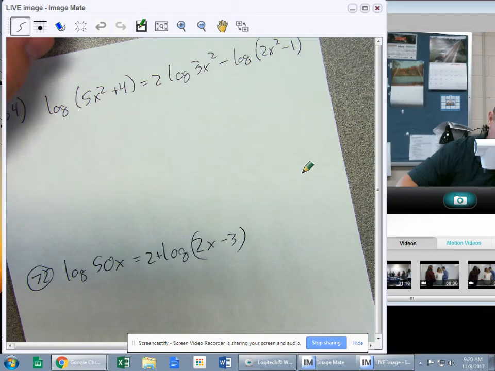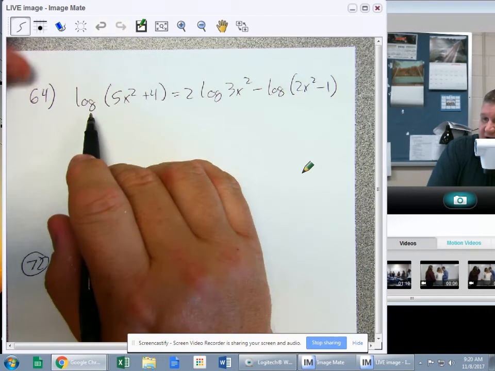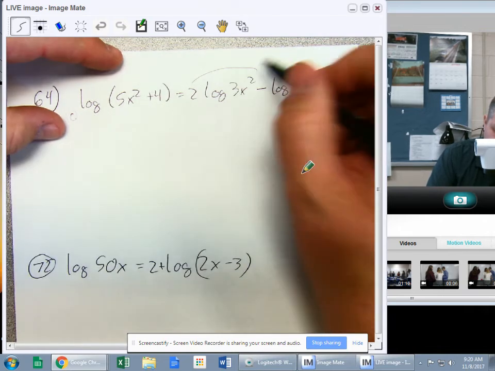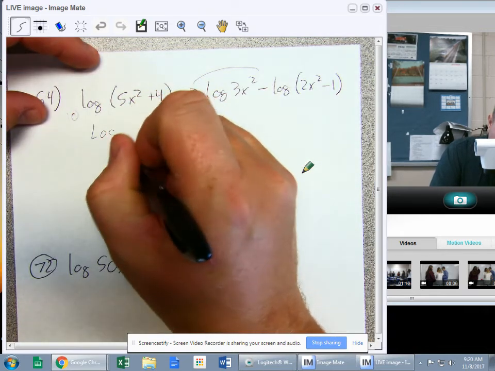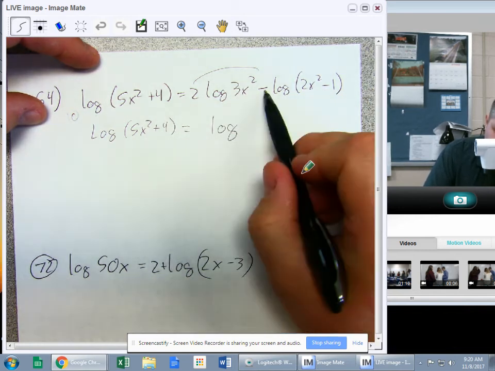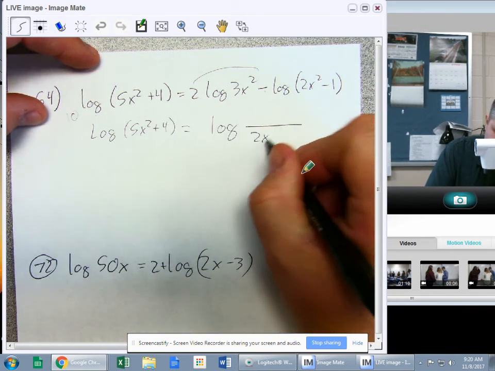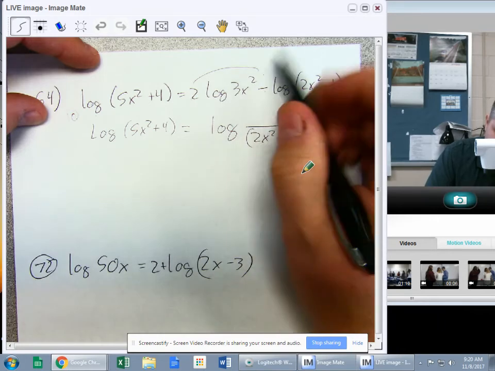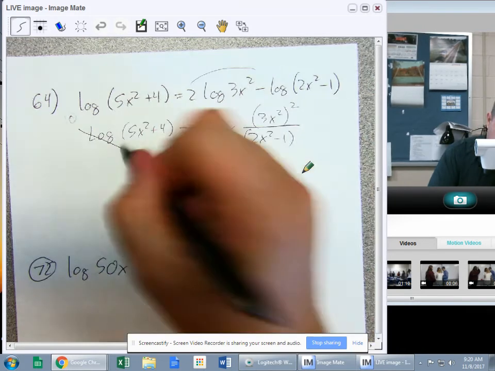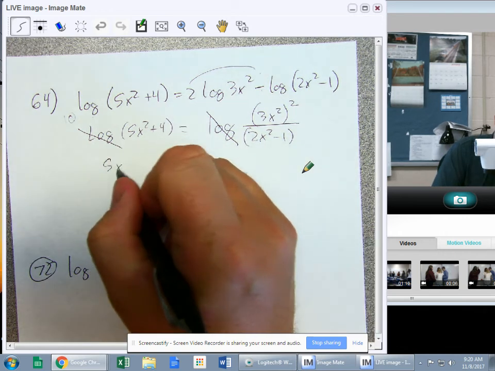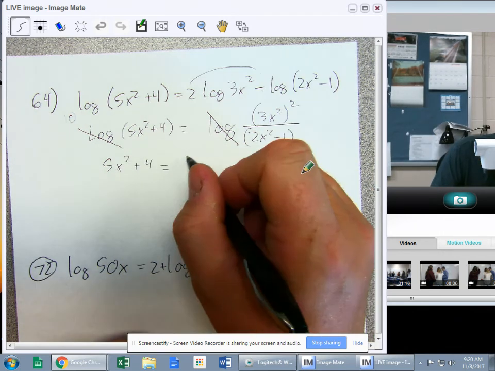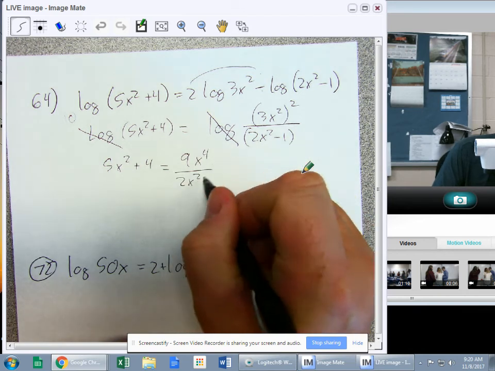Let's take a look at these problems. Again, same basic principle. I can't just take 10 to the power of and get rid of the logs. I got to move pieces around. So I have log of 5x squared plus 4 equals log of. Now, this is going to be division, so this goes on the bottom. This goes up top, but be careful, it's 3x squared squared. At this point, I can get rid of the log base 10s, and I have 5x squared plus 4 equals 9x to the 4th over 2x squared minus 1.